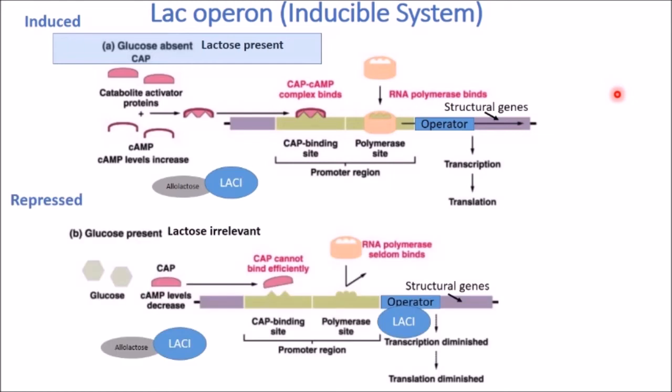Repressed. Let's go through the system where it's repressed. So we're looking at right now, glucose is present and lactose is irrelevant. It's irrelevant because if you have glucose, that means you have no CRP, that means you have no CAP, and that means you don't get high levels of expression, no matter if lac-I is there or lac-I is inhibited. It really is irrelevant because you need both those things to get high levels of expression. So that's the lac operon.